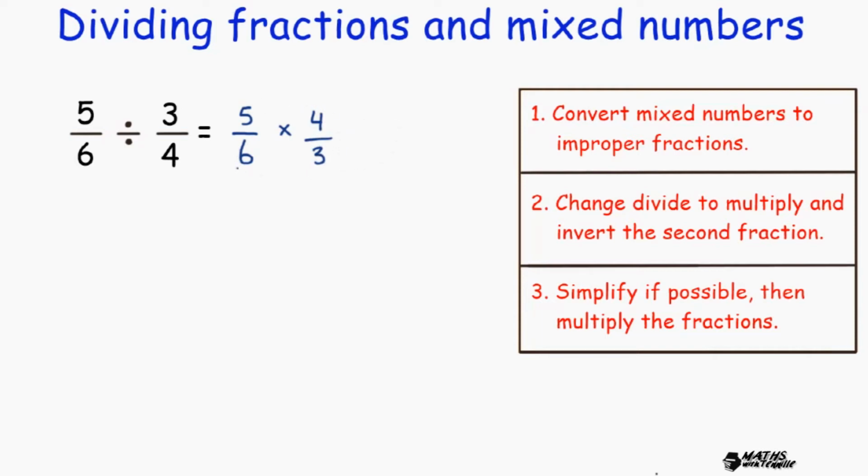Now I'm going to look and see if there's anything that can be simplified. So I'm going to apply rule number 3. Simplify if possible, then multiply the fractions. So I can simplify any numerator with any denominator. So I'm looking at 4 and 6 here, and I know that 2 can go into both 4 and 6.